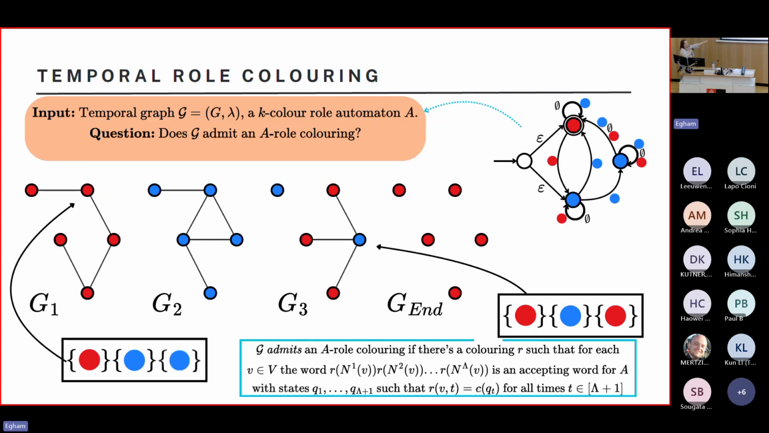And you can see that in time 3 it's red, so it moves back to being red. And then it has a blue neighbor again, and it has this loop on the red state that's labeled with blue, keeping it red and staying where it is. And that is an accepting path through the automaton with states q_1 to q_{lambda+1}, such that the colors match up to the coloring that we've given of the temporal graph. And that's true for all of the vertices. I won't talk you through them all, but here is a coloring R, and that means that G is A role colored.